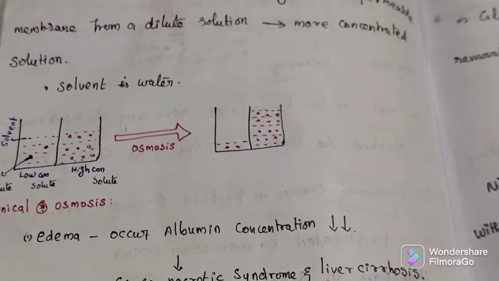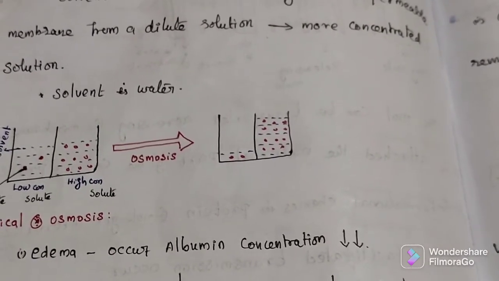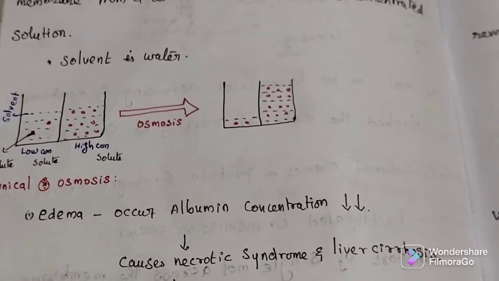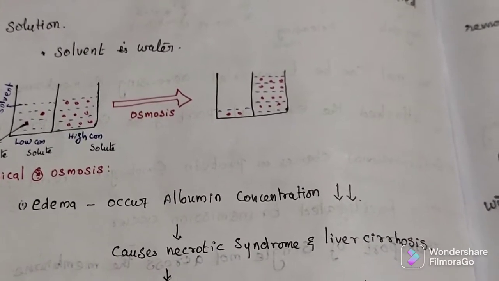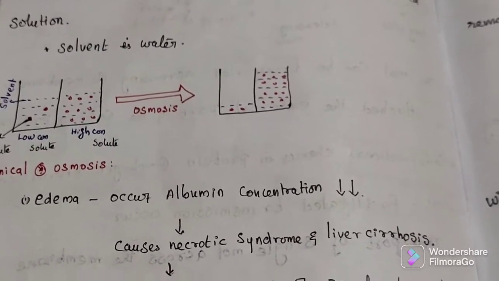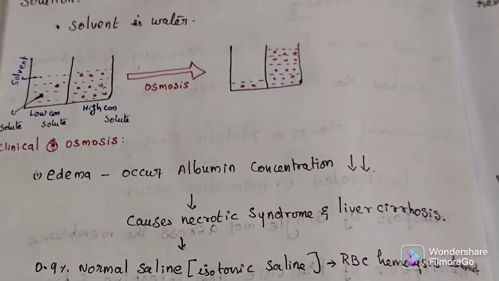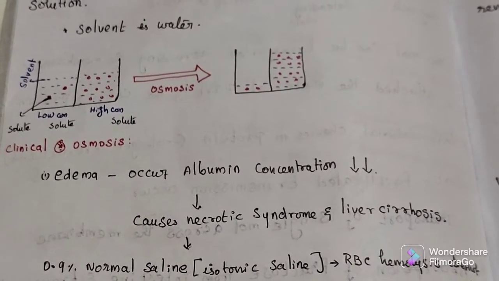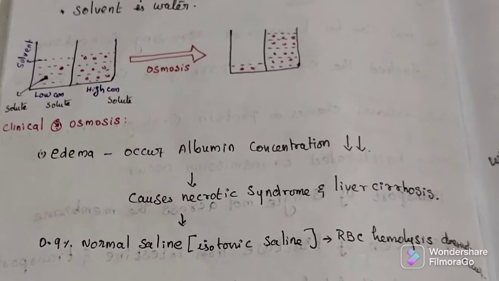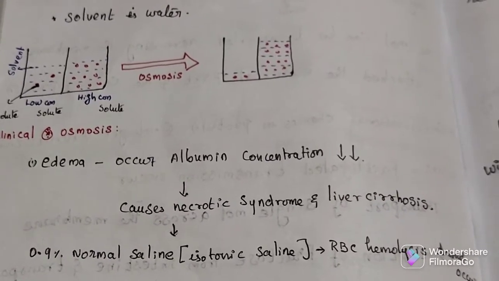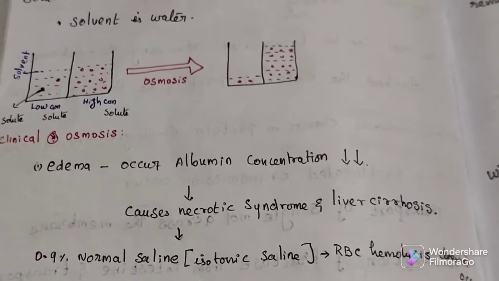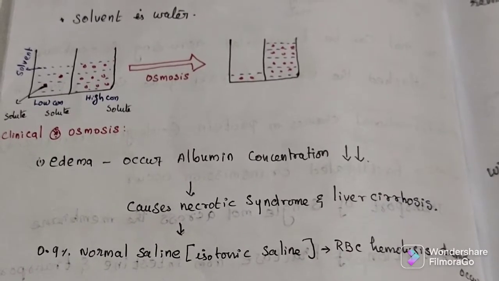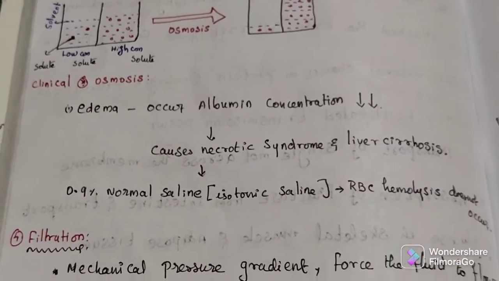First one is edema. Edema occurs whenever the albumin concentration decreases. It causes nephrotic syndrome and liver cirrhosis. For this, we give 0.9% normal saline for fluid loss. It is an isotonic saline. When we give normal saline, RBC hemolysis does not occur because it is an isotonic solution.